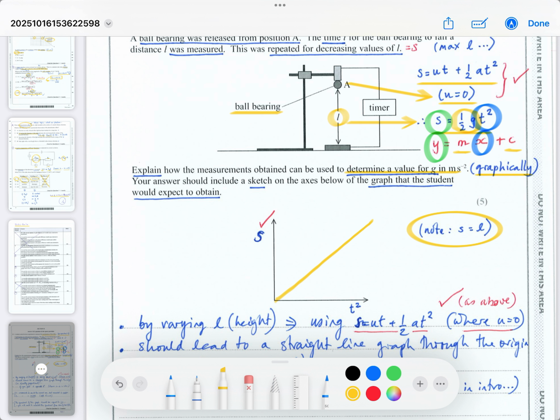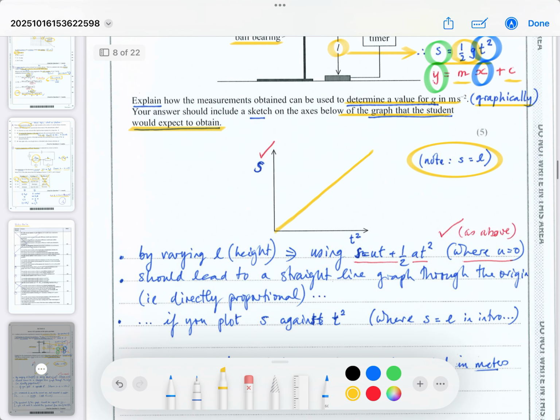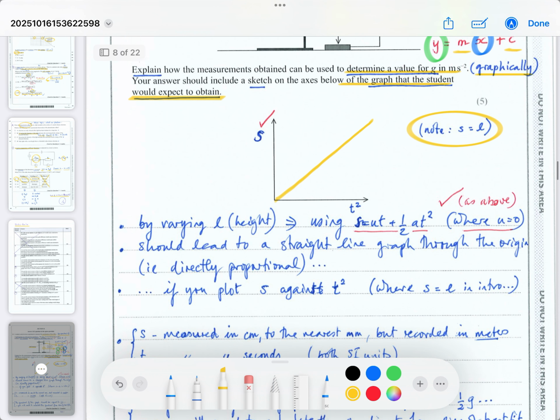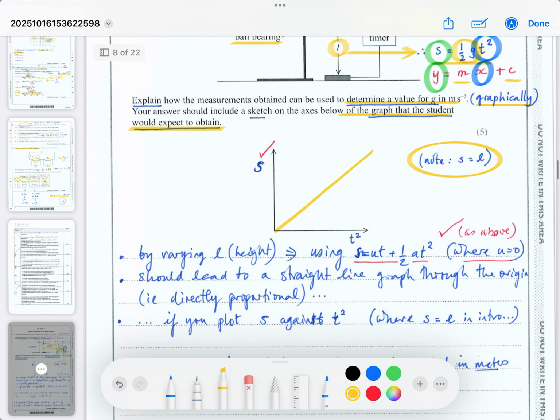Your answer should include a sketch on the axis below of the graph that the student would expect to obtain. Okay? So if he did S against t, it will be a curve. And then he wouldn't be able to work out g from the curve. But if he does S against t squared, yes, as I've explained in the theory above, you can see that the gradient will be equal to half of g.